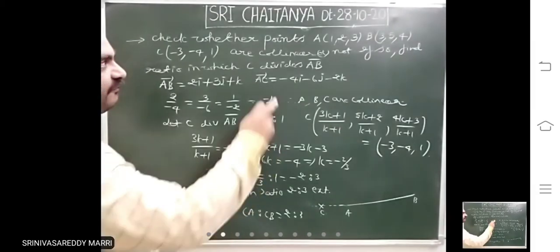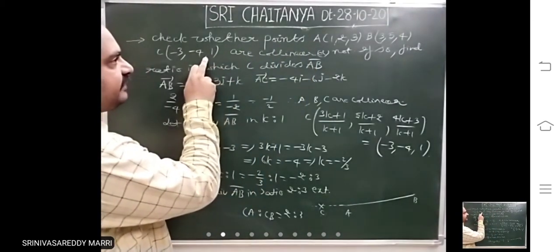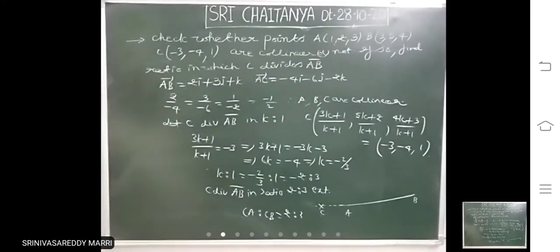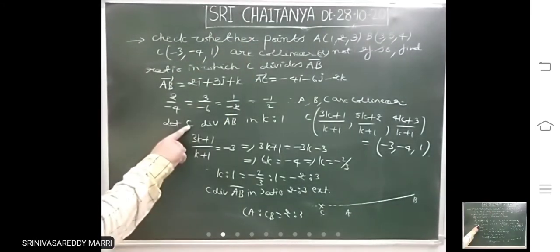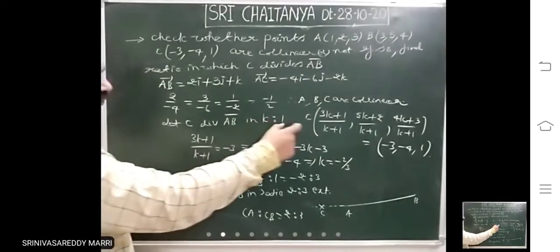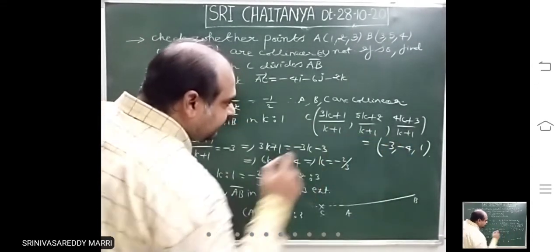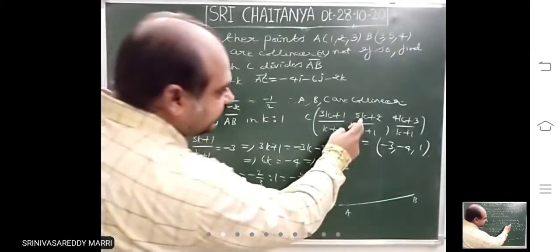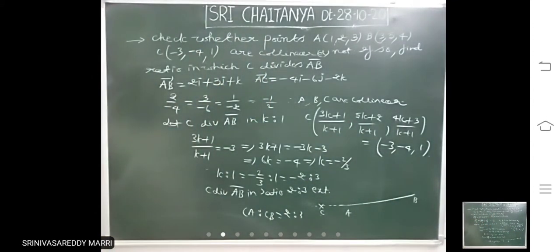Like that, if points are collinear and you want to find the ratio in which one point divides the other two points, you take that it divides in the ratio k is to 1. Write that point and equate to that. Then you will get the value of k. If you equate the other coordinates, you will get the same k because they are collinear. Okay, now that is how to find the ratio in which one point divides the line segment.